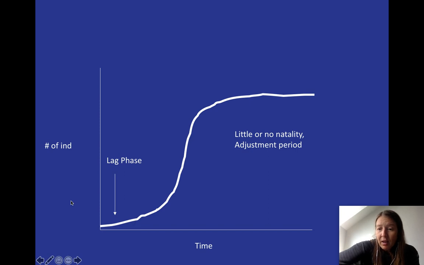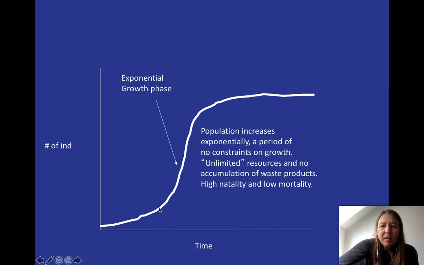So let's say you've got a new environment, maybe a pioneer species moving in. As they start to colonize, there's an adjustment phase. Maybe they have to figure out what there is available to eat, and so on. So there's usually little or no natality, not a lot of births at first. But then once they settle in, you get this exponential growth phase.